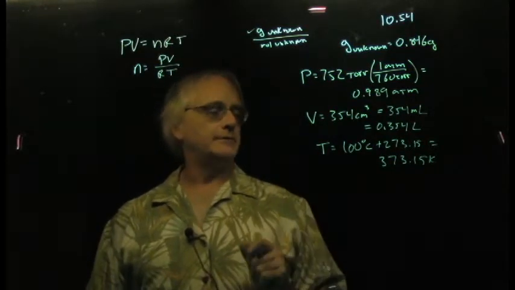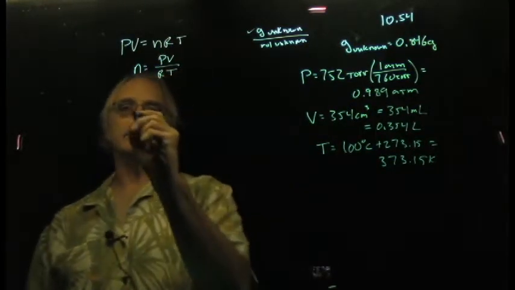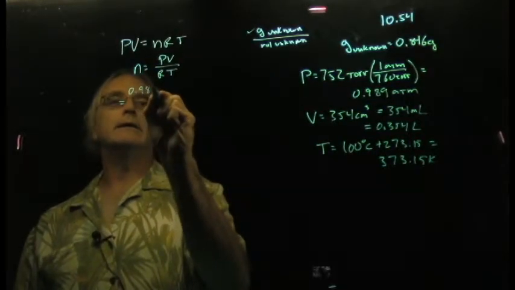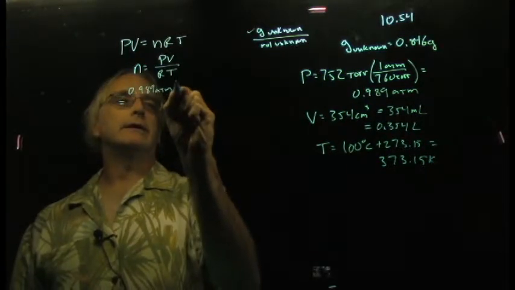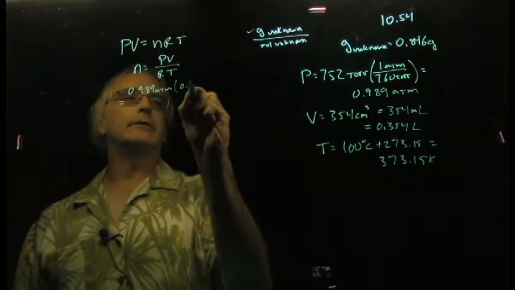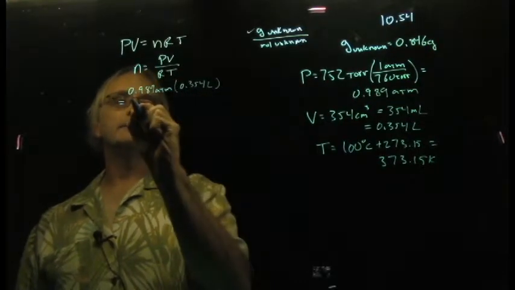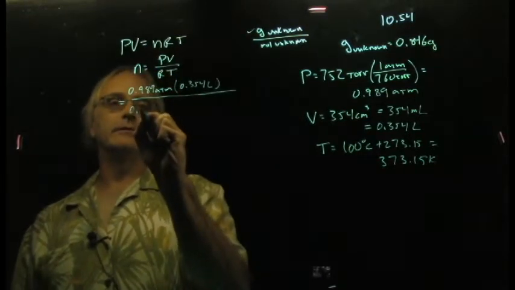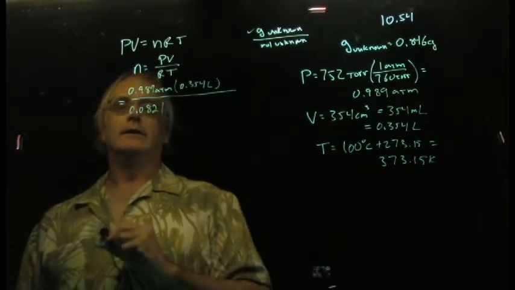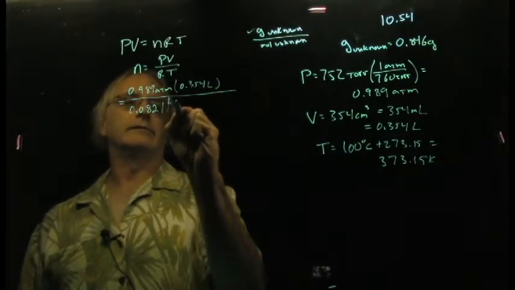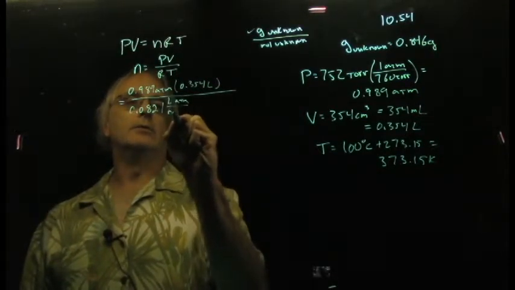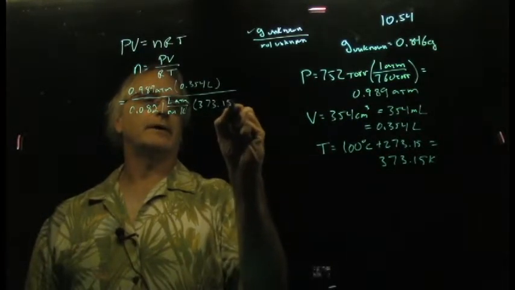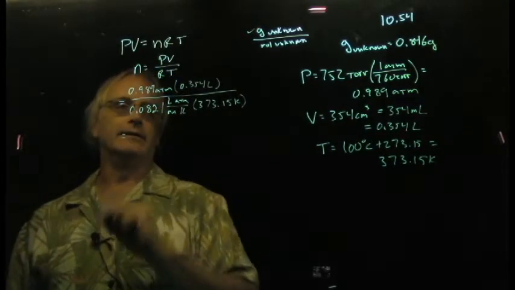So here we have all three of the components necessary to calculate the number of moles, here using PV equals nRT: pressure, volume, temperature, all in the proper units. And so yes, indeed, we start plugging and chugging. 0.989 atmospheres times the volume, 0.354 liters, divided by, here it comes, the gas constant, 0.0821. Oh, what a load of units it has. Liters atmospheres per mole Kelvin, times 373.15 Kelvin. Oh, doesn't that look beautiful?